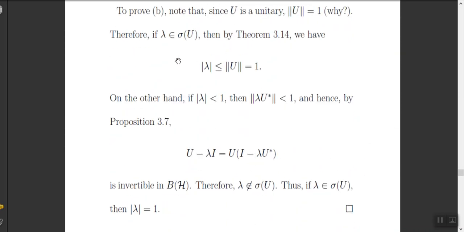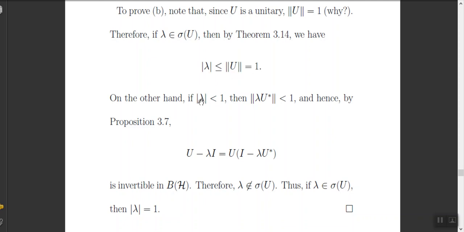So suppose that lambda is an element of the spectrum of U. Therefore, if you remember, by theorem 3.14, the absolute value of lambda is less than or equal to the norm of U, and the norm of U is 1. So we have the absolute value of lambda less than or equal to 1. But we want to show that the absolute value of lambda equals 1. So far we know it is less than or equal to 1, so we want to show that less than 1 doesn't happen. So it must be equal to 1.